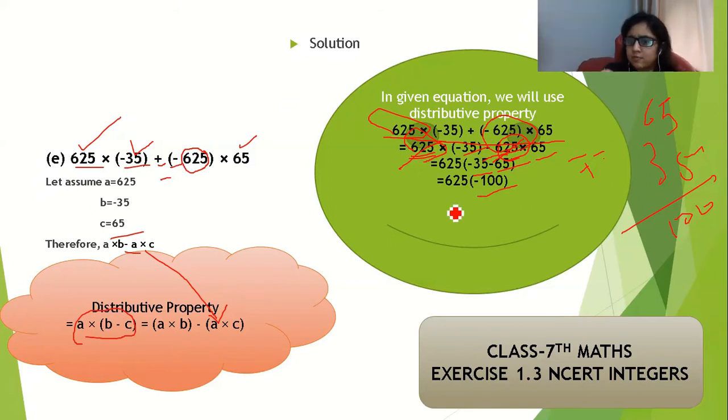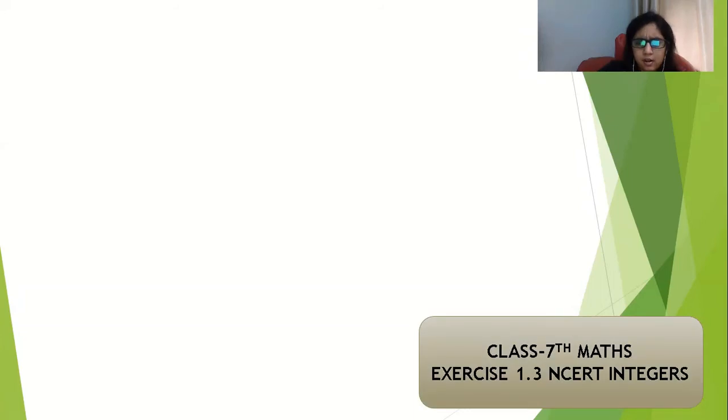It is very easy to multiply any number by 100. You just have to put two zeros at the end of this number, that is 62500. But for the sign of this 62500, we have to apply the rule of multiplication here. Here 625 is a positive number and 100 is a negative number, and if one number is positive and another number is negative, the sign of the answer is negative. So my answer will be minus 62,500. So our next part is the F part.